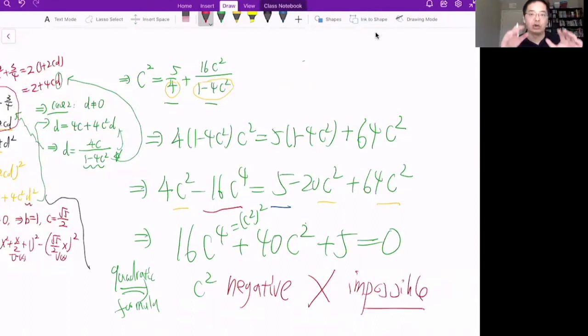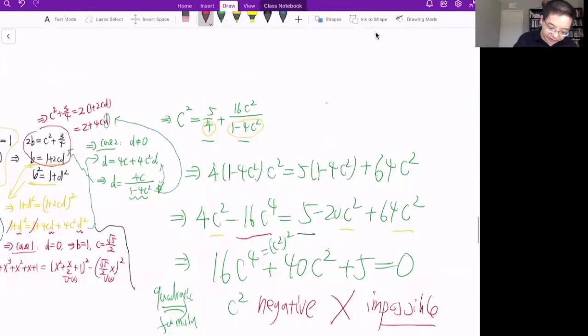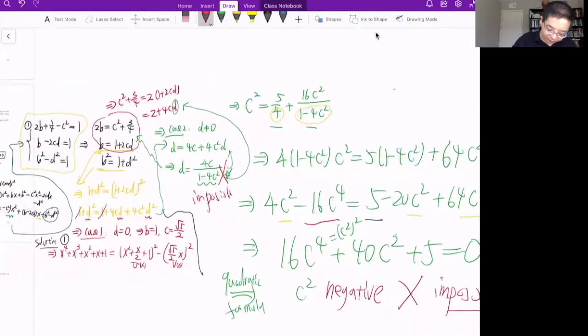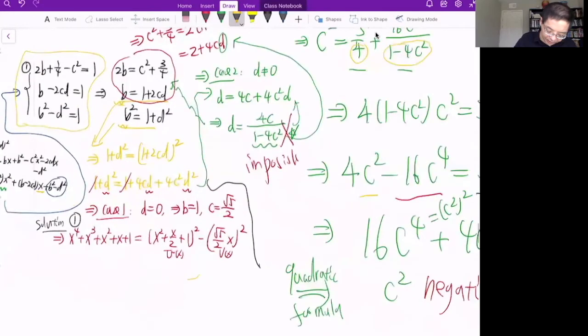Okay, so as a conclusion, we derive case 2. Case 2 is impossible. So we go back to what we have here, and we conclude this one, case 1, is the only valid case.